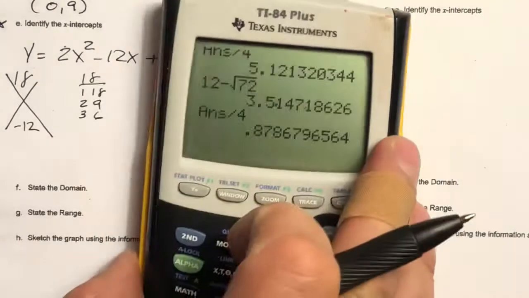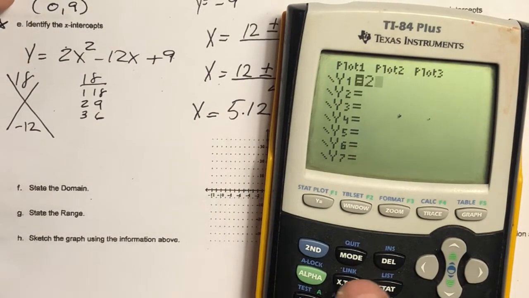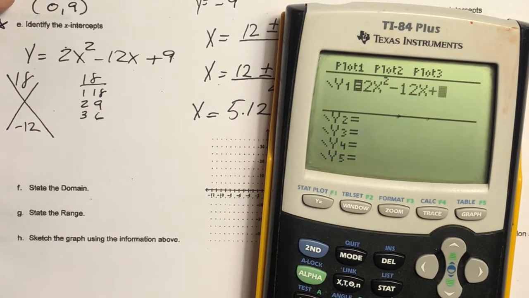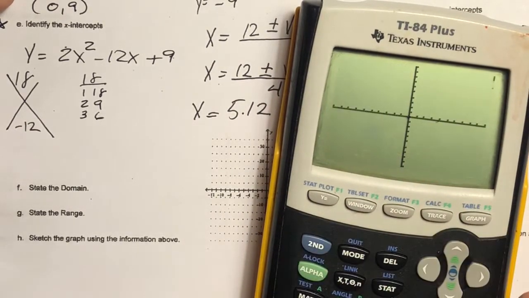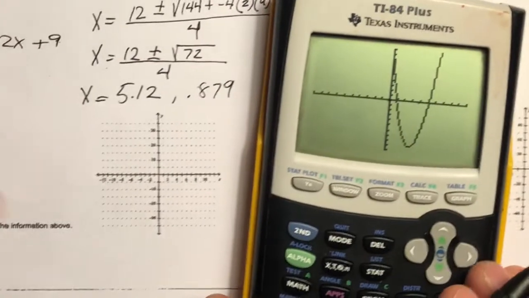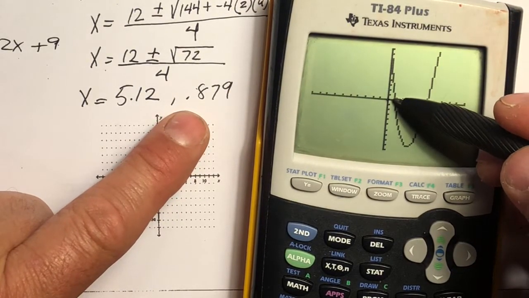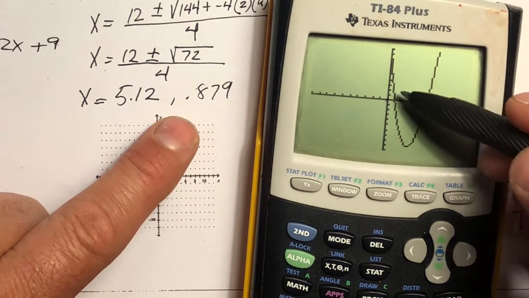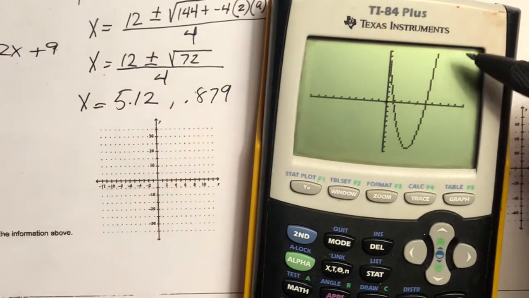So let's just double check to make sure that we have the right values there. So 2x squared minus 12x plus 9. I'm going to go to my graph. So let's graph this first of all. My intercepts, it looks like 0.879, which is right there. And so this is 1, 2, 3, 4, 5, right there, 5.12. So it looks like my intercepts are in the right spot. This graph does open up, so I got that correct.